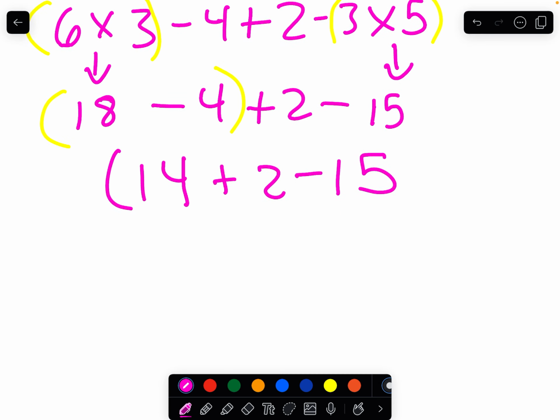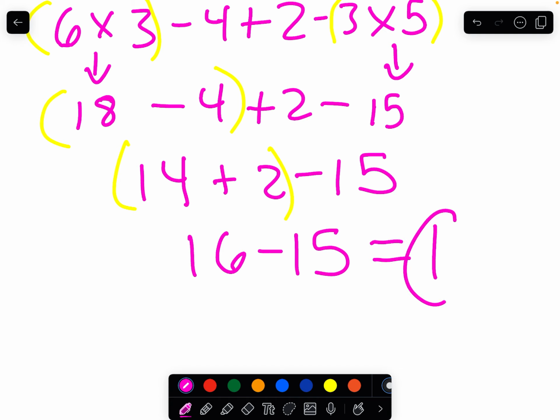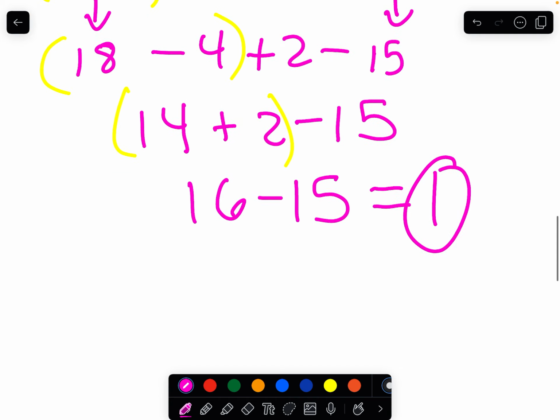Now I'm going to do 14, let me do yellow again. 14 plus 2 next. Now some of you might find all this extra writing unnecessary, but I'm telling you, as you get to larger and more complicated problems, it will help you. Now I have 16 minus 15, that equals 1, and there's my answer.